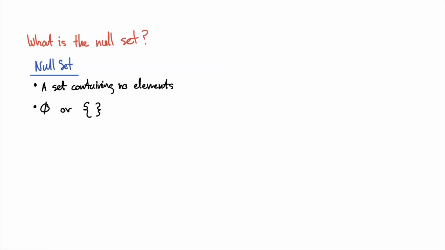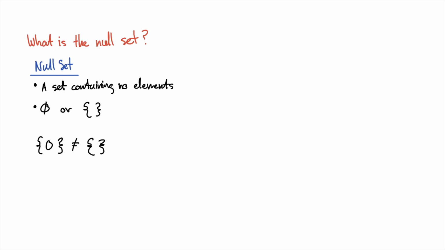What is the null set? The null set is a set containing no elements, and it's depicted with a circle with a slash through it, or it can be depicted with two brackets that have no elements in it, because the null set contains no elements. And it's important to realize that this set, the set with just a zero in it, is not equivalent to the null set.